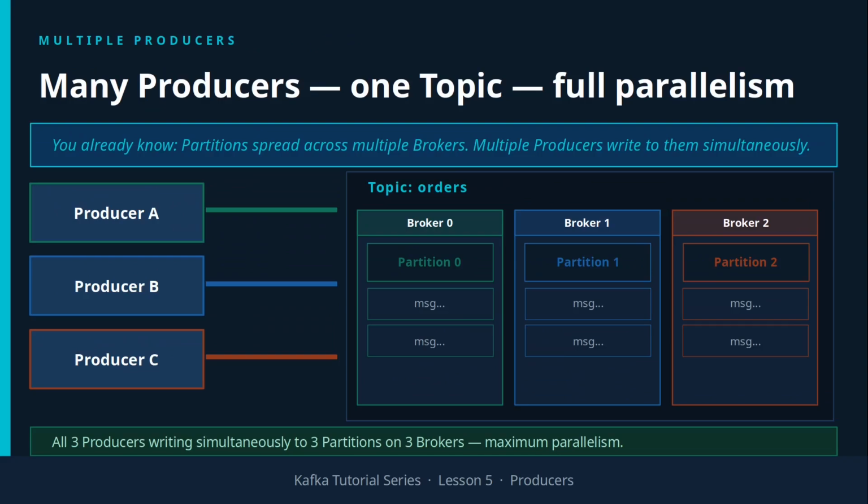There is no limit on how many producers can write to the same topic at the same time. You could have 10 producers all sending to orders simultaneously. You already know partitions spread across multiple brokers. So multiple producers writing to multiple partitions on multiple brokers simultaneously. That is maximum parallelism. And messages stay in order within each partition. Nothing gets mixed up.